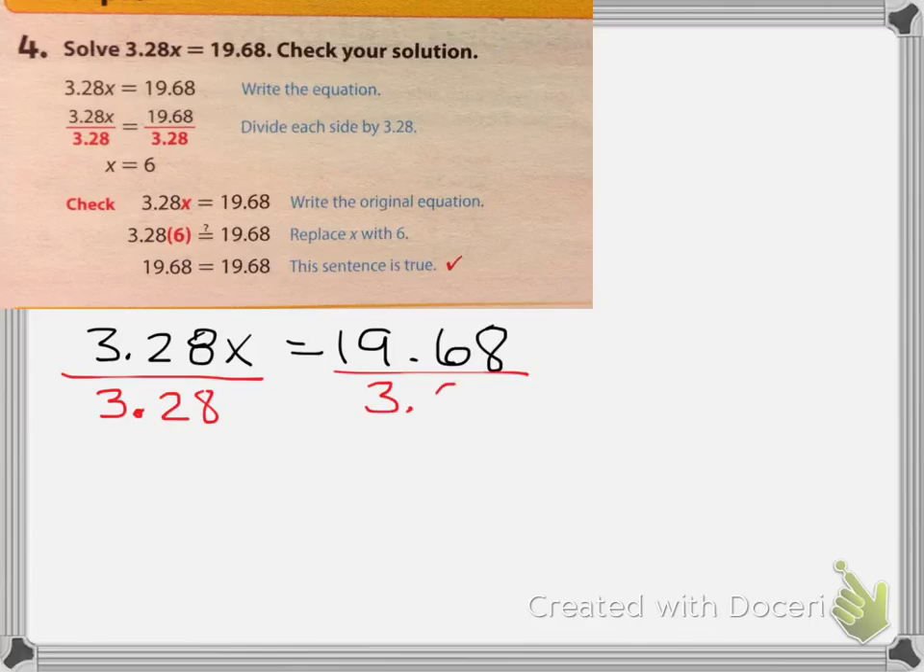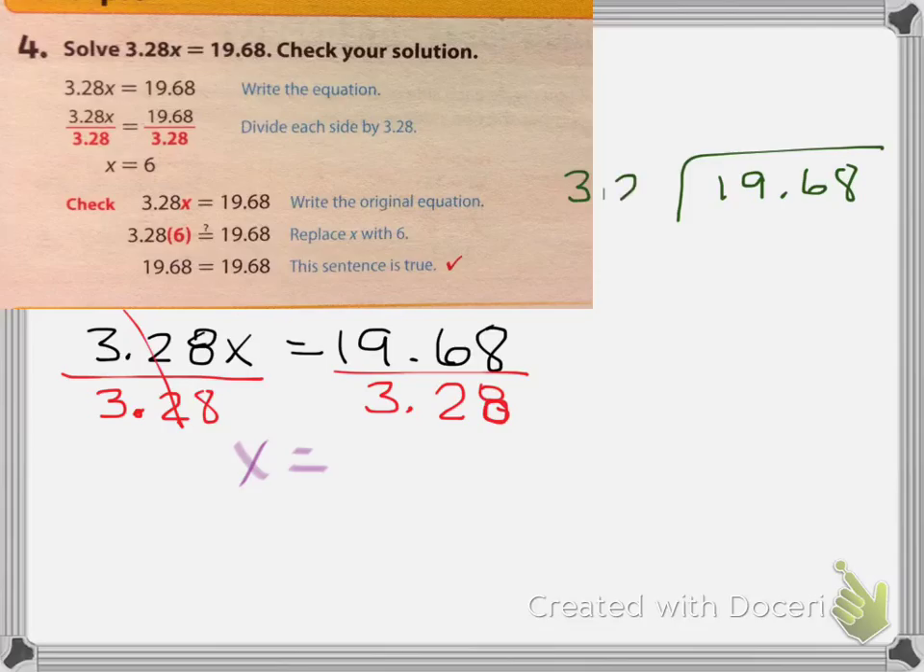Now we can't just divide one side. Remember that the division property of equality says that we need to divide them both by 3.28. So then we are left with x equals, and let's go ahead and do that division out to the side here. We have 19.68 divided by 3.28.